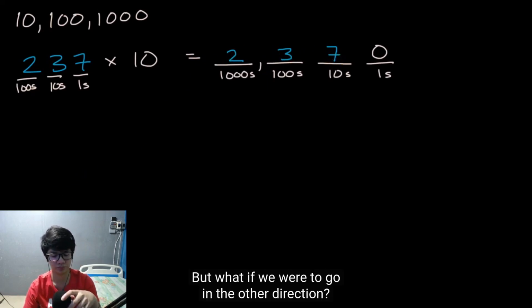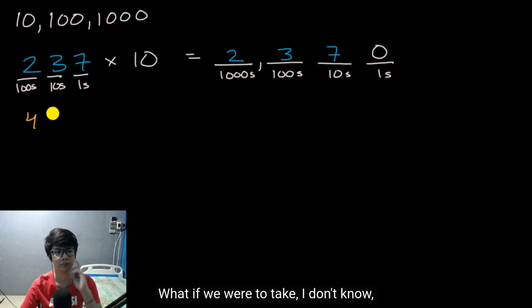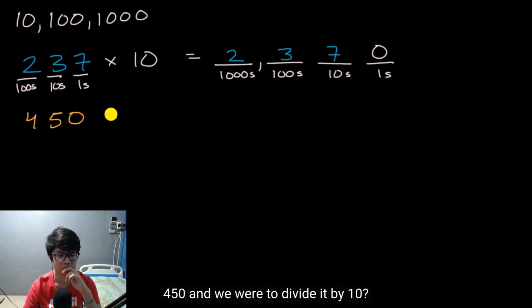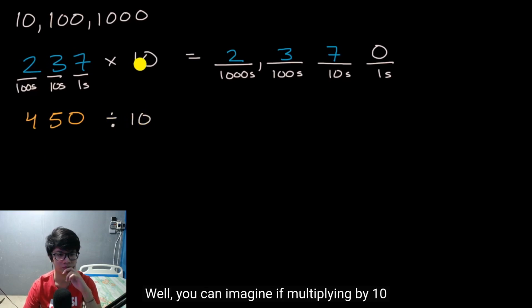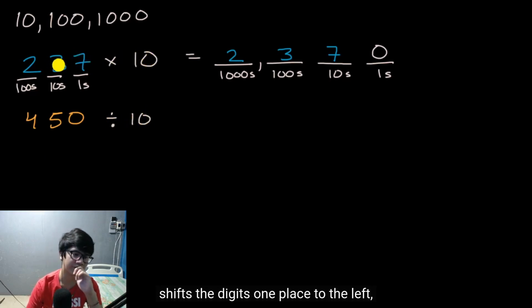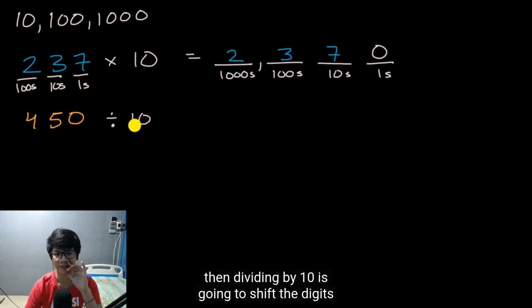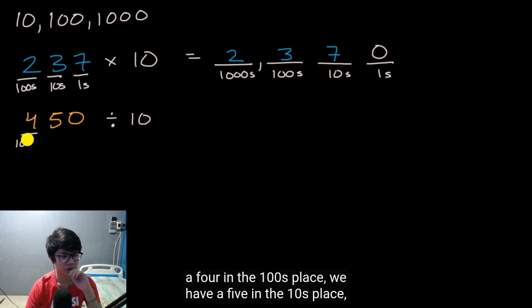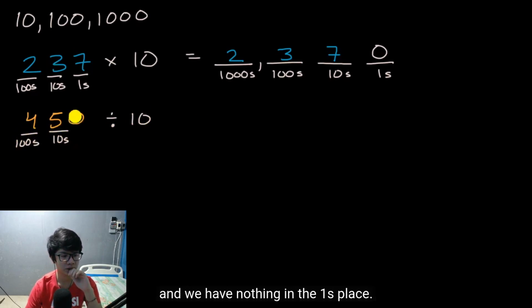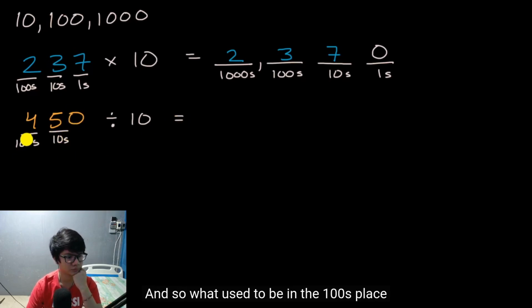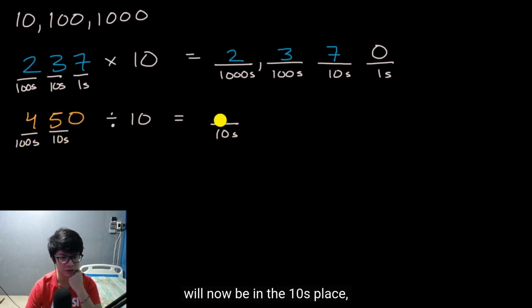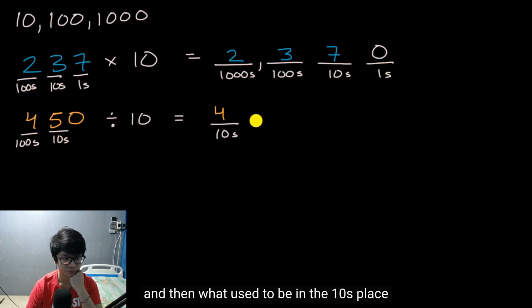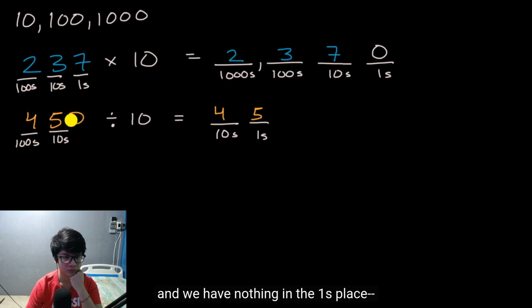But what if we were to go in the other direction? What if we were to take 450, and we were to divide it by 10? Well, you could imagine if multiplying by 10 shifts the digits one place to the left, then dividing by 10 is going to shift the digits one place to the right. And so we have a 4 in the hundreds place, we have a 5 in the tens place, and we have nothing in the ones place. And so what used to be in the hundreds place will now be in the tens place. So I will put that 4 right over there. And then what used to be in the tens place is now going to be in the ones place. So I will put that 5 over there.